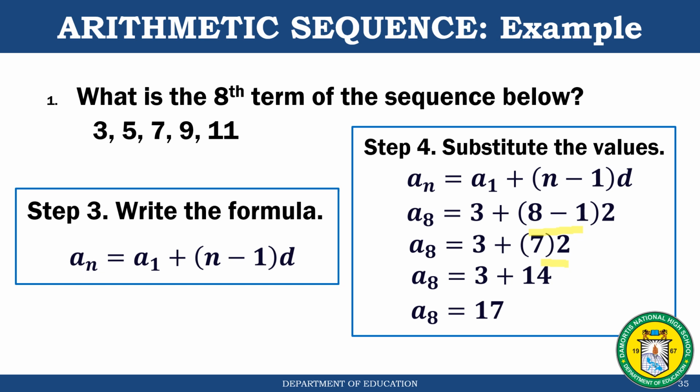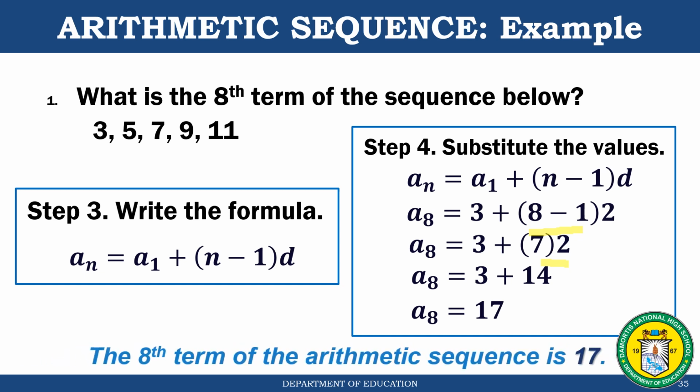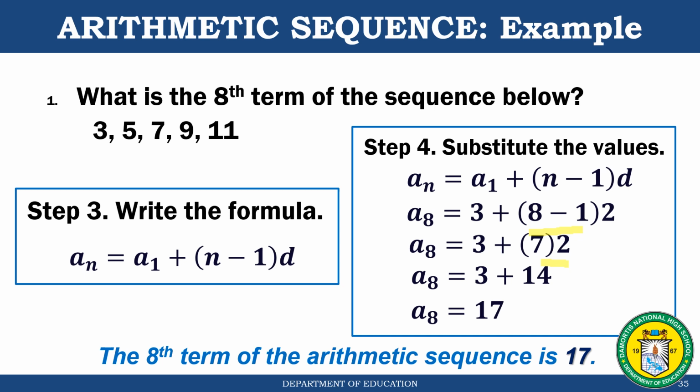Okay, correct. So which is easier to do? Are we going to list down or are we going to use the formula? Okay, so it's up to you, but if we have a bigger number of terms, then we need to use the formula. So the 8th term of the arithmetic sequence is 17.